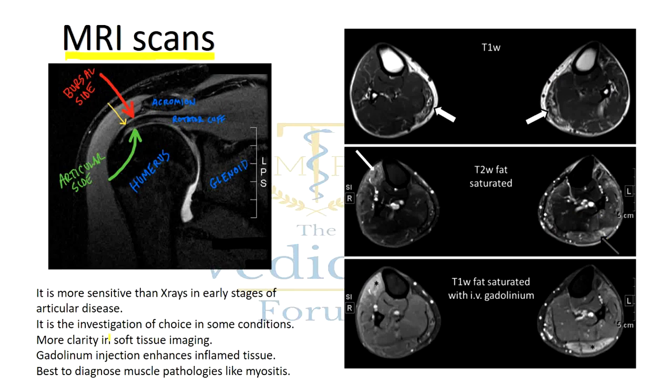It is more sensitive than X-rays in early stages of articular disease. It's the investigation of choice in some conditions and gives more clarity in soft tissue imaging. Contrast like gadolinium injections enhances inflamed tissues, so muscle pathologies like myositis can be evident. See this, a normal muscle should appear dark, but with gadolinium, when there is edema and inflammation, it appears bright. So myositis can be detected in that way.